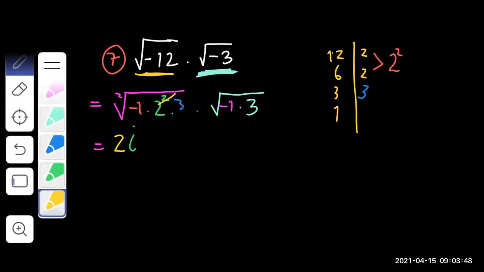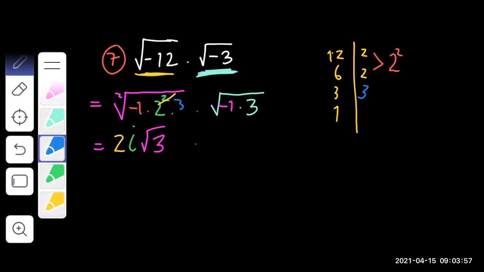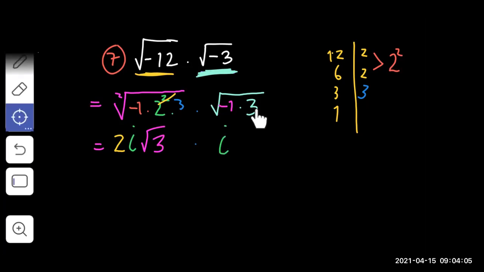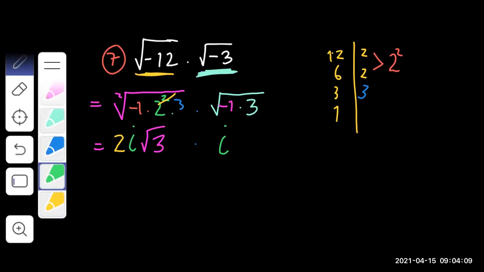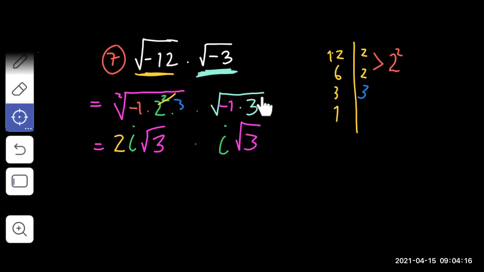Then let's multiply this. What is the square root of negative 1? It's i. And the square root of 3, we leave it like that. Square root of 3, I cannot cancel it because this is 1 and this is 2. I leave it like that.